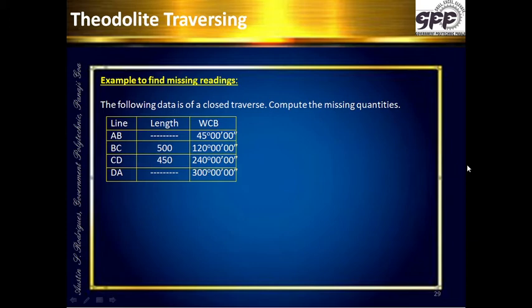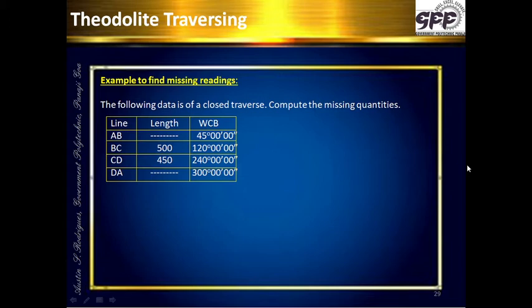The whole circle bearing is 45 degrees 00 minutes 00 seconds. For the line BC, length is 500 meters and the whole circle bearing is 120 degrees. For the line CD, length is 450 meters, the whole circle bearing is 240 degrees, and for the last line of the traverse, we don't have the length, but the angle is 300 degrees.